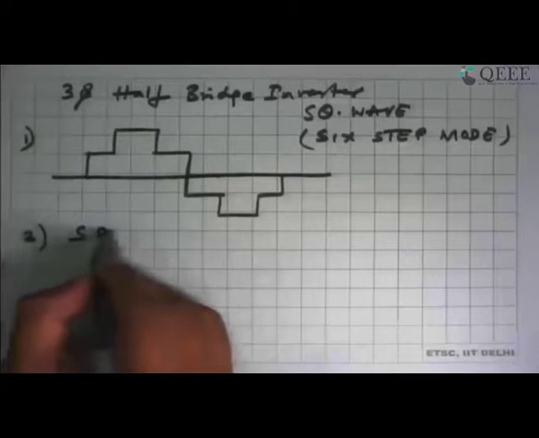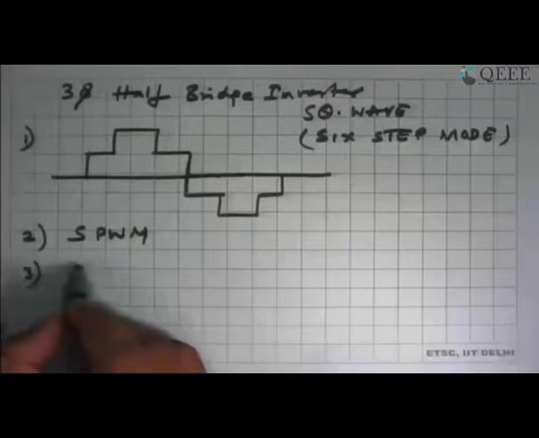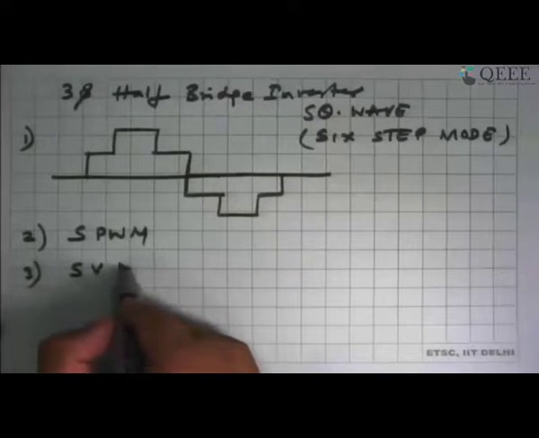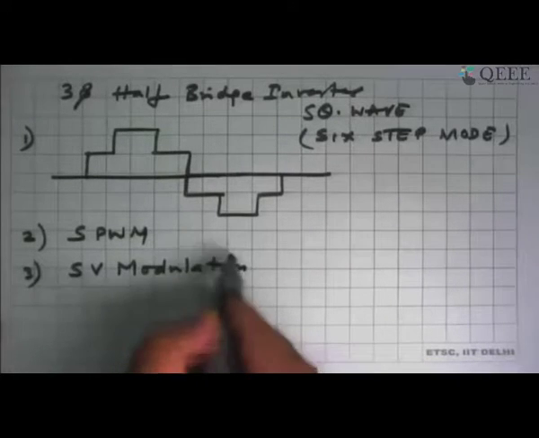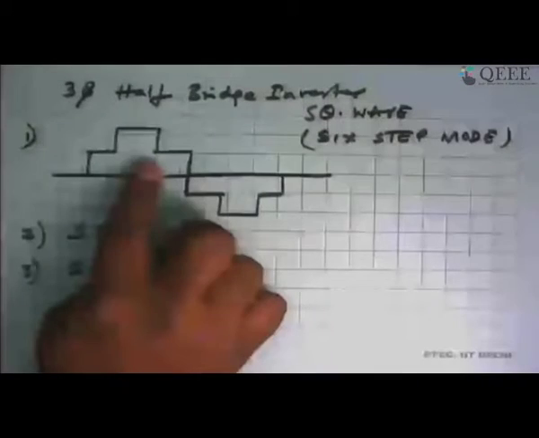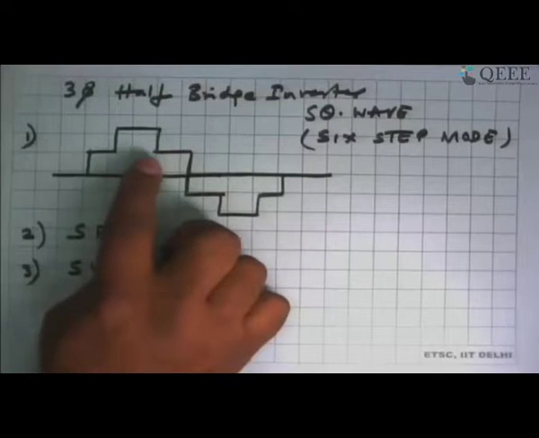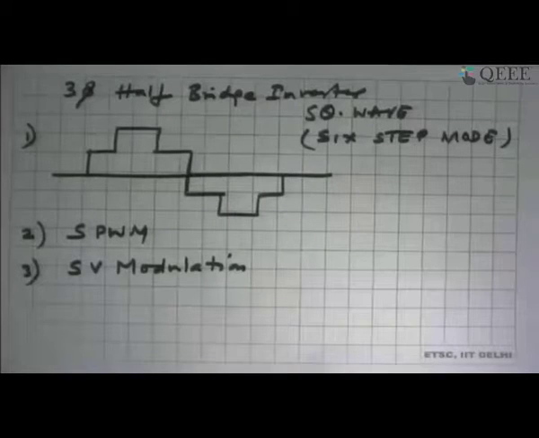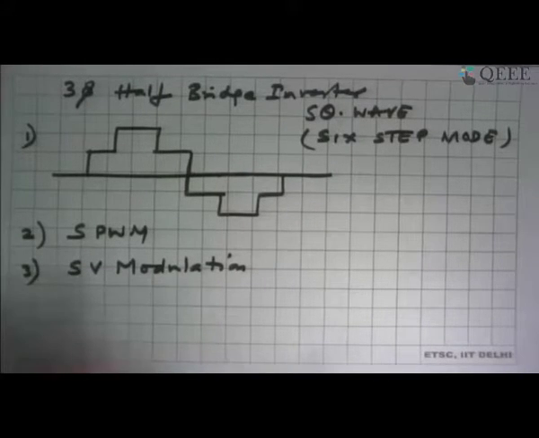Then we have seen sine PWM. Then we have seen space vector modulation. All these three techniques for a three-phase half-bridge inverter, and we have seen the fundamental is the best or the maximum in square wave mode, but it has a limitation of harmonic currents, and that's why it is not used until necessary. So if there is a limitation of DC link voltage, then we have to go for this. Otherwise, for most of the cases, the other technique is preferred.